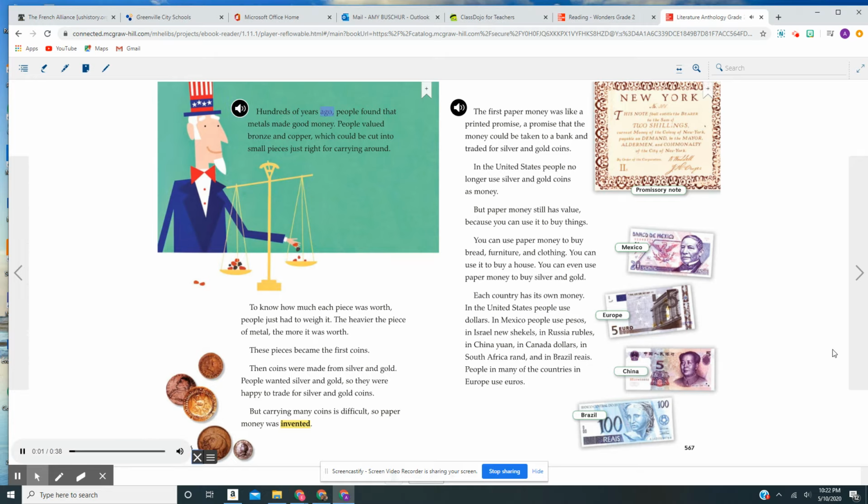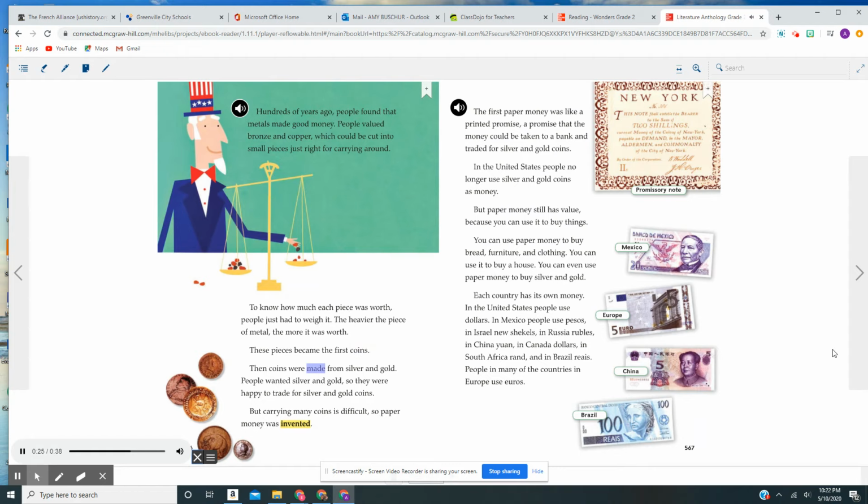Hundreds of years ago, people found that metals made good money. People valued bronze and copper, which could be cut into small pieces just right for carrying around. To know how much each piece was worth, people just had to weigh it. The heavier the piece of metal, the more it was worth. These pieces became the first coins.